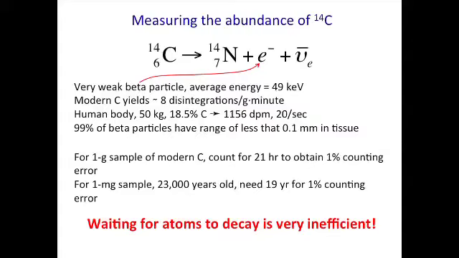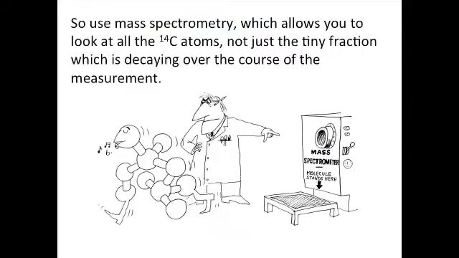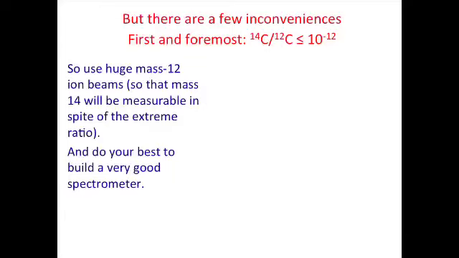So the bottom line is what you see. Waiting for atoms to decay is very inefficient. The big advantage of mass spectrometry is that you don't have to wait for it to decay. You measure all of the carbon-14s that are there. The difficulty with that is that you're trying to measure an isotope ratio which is tiny. The modern carbon-14 abundance, expressed as a ratio, is 10 to the minus 12.